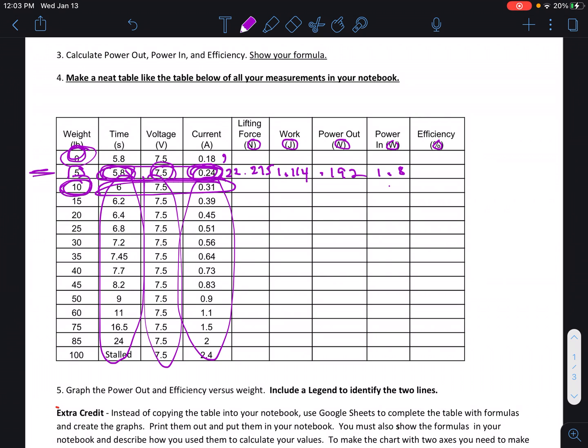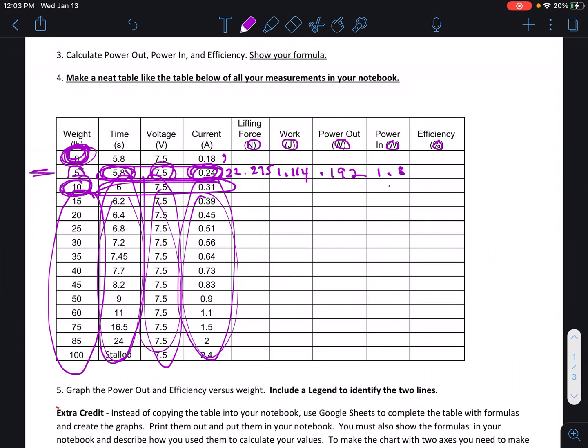So I'm going to be using this information right here to lift this 10 pounds. It took 6 seconds. The voltage was 7.5 and the current was 0.31. You guys are going to do the data and do the calculations for the 15, 20, 25, 30, all the way up to 100 pounds, including the 0, which is the one at the top. The 0 is going to give you an answer of 0 because multiplication by 0 gives you a 0 answer. But you're going to use all this other information here on the bottom.